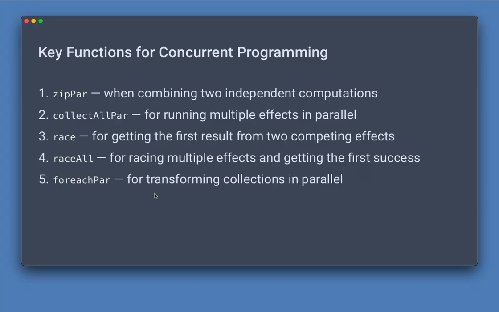And then foreach_par is for transforming collections in parallel. This is one that does not take effects as input. It takes something like a list or any type of iterable. And then inside of a transformation function, you'll be working with effects, and those will be run in parallel. You'll see what that means in just a few moments.